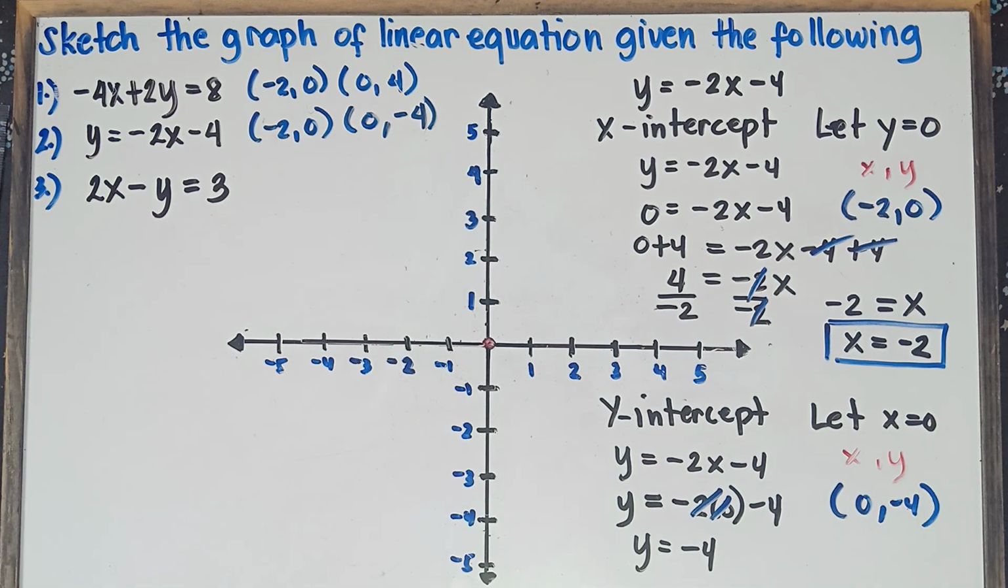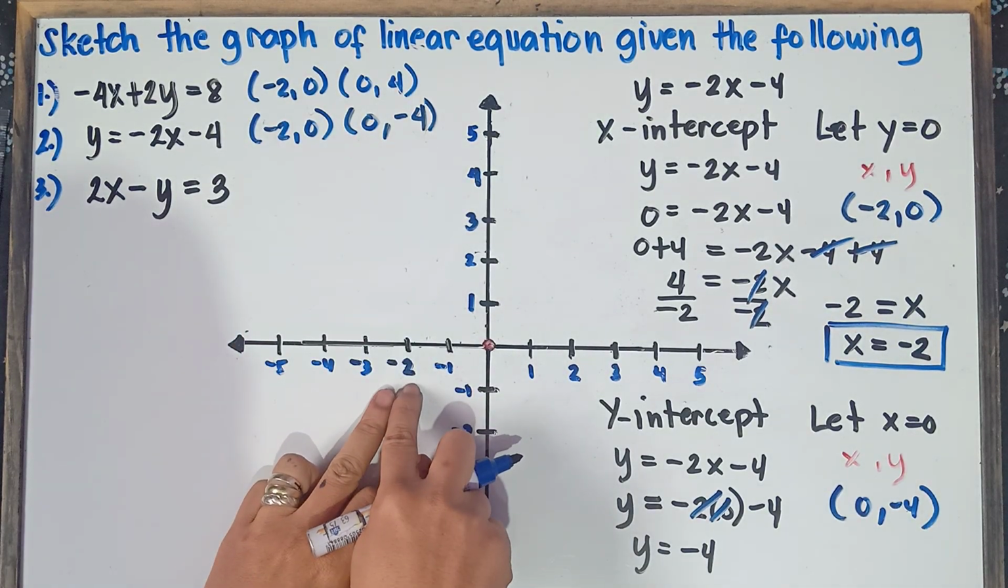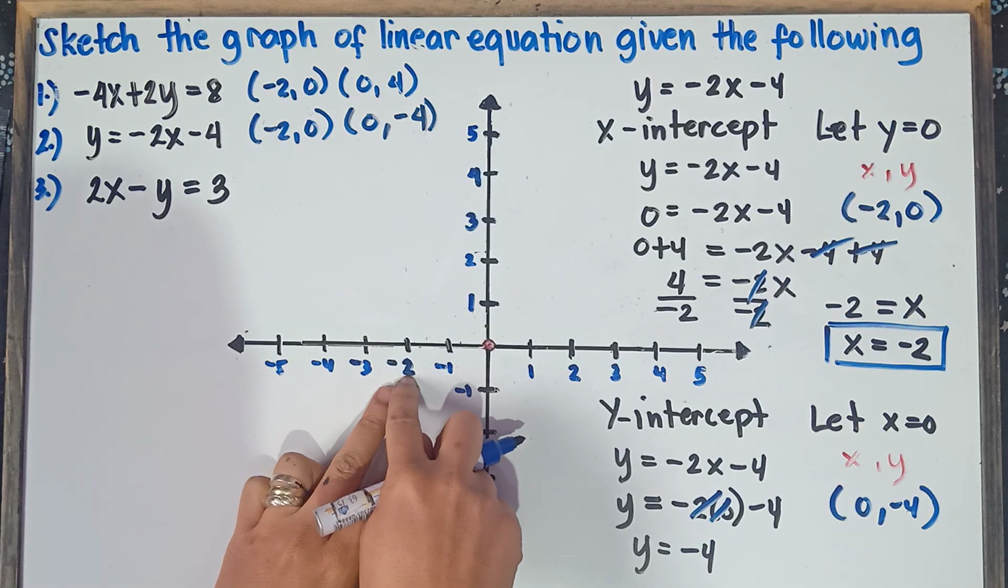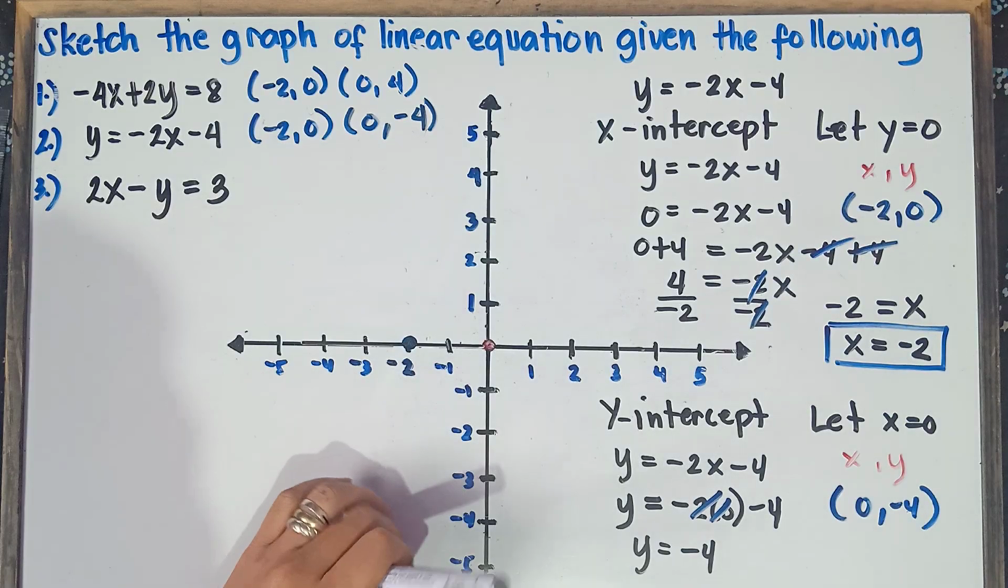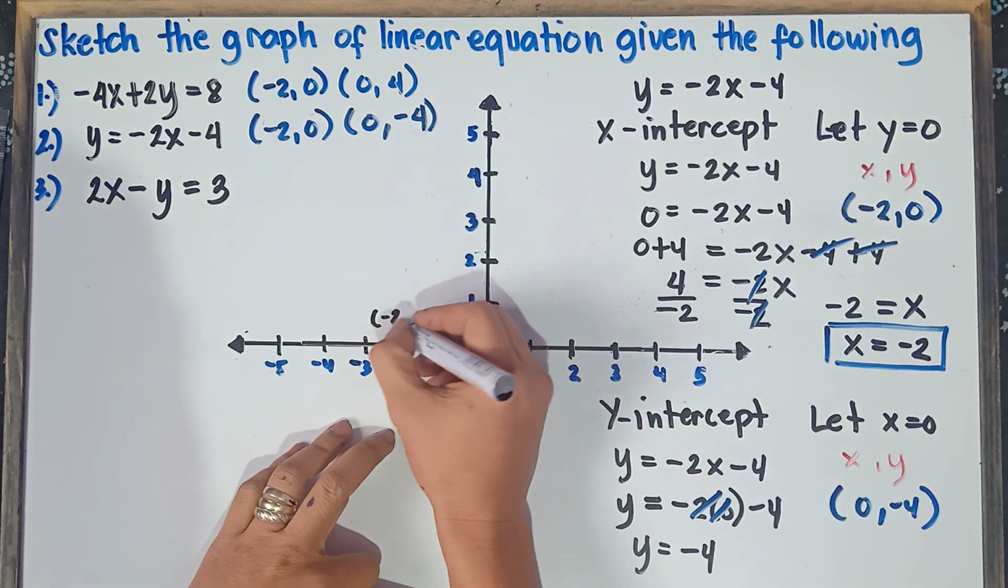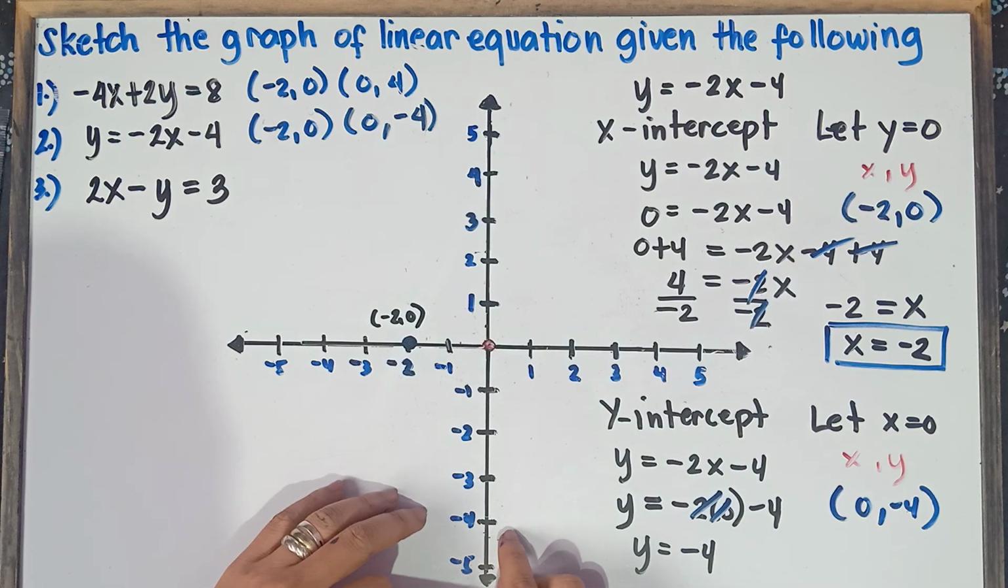Alright, and then we plot this one on the Cartesian plane. So negative 2 and then 0. Negative 2 for x and then y is 0. So this one right here. So we can label our answer. This is negative 2 and then 0, where y is 0.